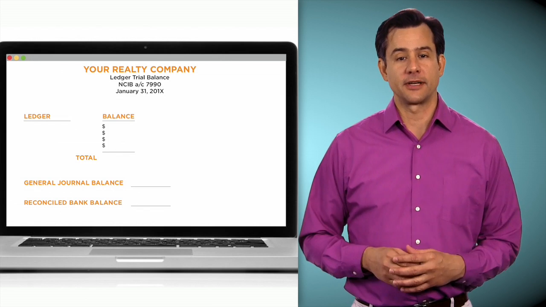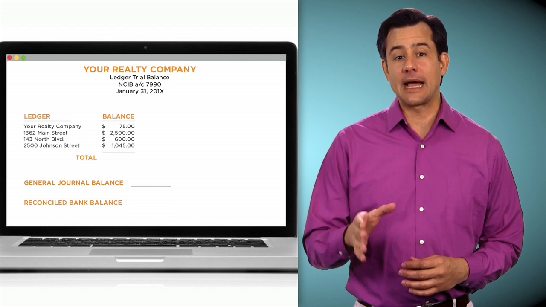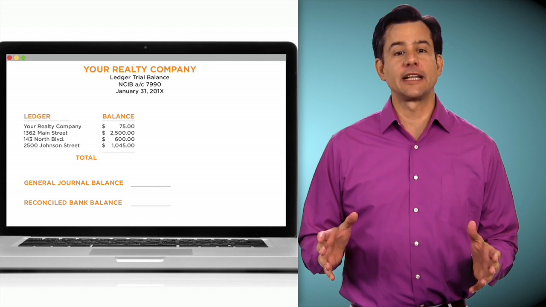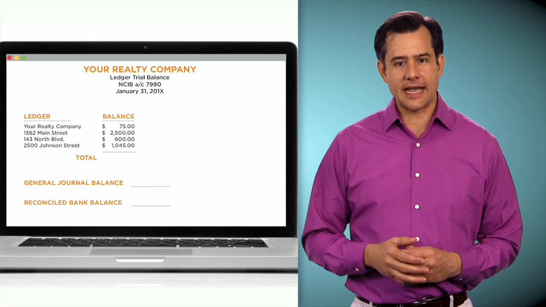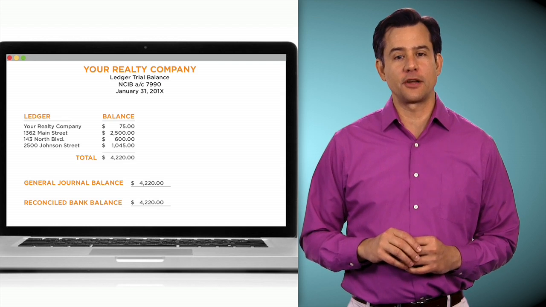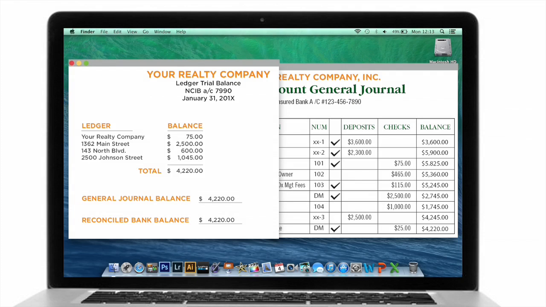First, title your document. Next, list your ledgers and the balances on the ledgers as of January 31st. After you've listed all the active ledgers and the balances, add the balances together to determine the total. In this example, the total of the ledgers is $4,220. Now compare the total on your January 31st ledger trial balance to your January 31st Trust Account General Journal balance. They must agree. Here, you can see that the balances are both $4,220, and the $4,220 also equals your January 31st reconciled bank balance.